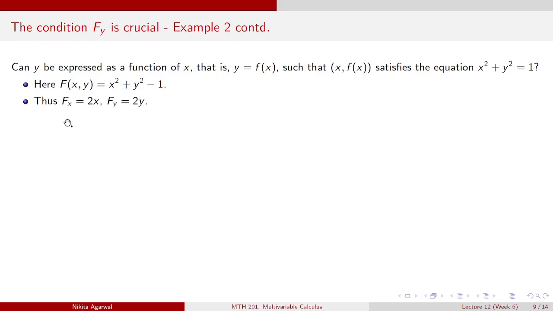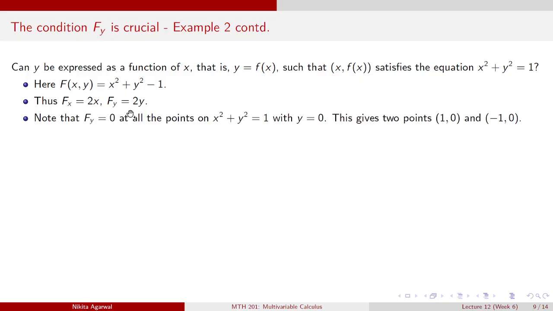So what are the partial derivatives? It's 2x and 2y. At what points is Fy 0? When y is 0, right? But when y is 0, you substitute y equal to 0 here, you get x square equal to 1, which is x is plus minus 1, which are these 2 points, 1 comma 0 and minus 1 comma 0.